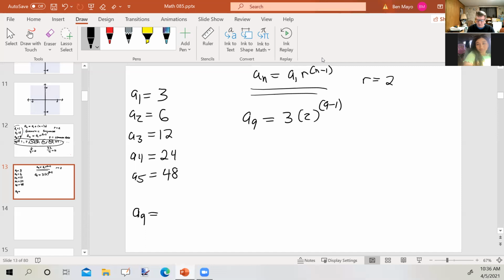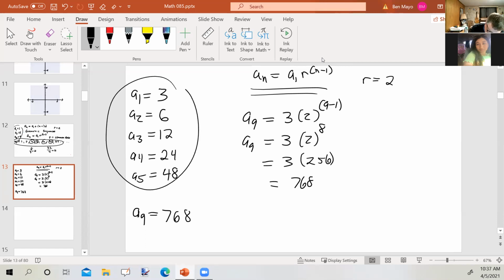Okay, so here we already have the first term, we already have the common ratio, so we can just plug the numbers in. So a sub 9 is 3 times 2 to the 8th power. Recall order of operations, we would do the exponent before the regular multiplication. So we take 2 to the 8th power, and that times 3, not 3 times 2 is 6, and 6 to the 8th power. So let's see, 2 to the 8th power is 256. And that times 3 is 768.